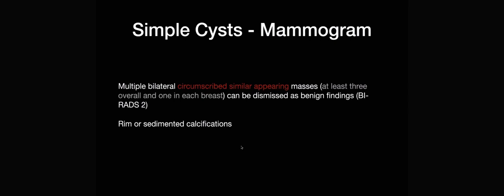For the mammogram, if you have multiple bilateral circumscribed similar appearing masses, and what do we mean by bilateral? By bilateral, we mean that there are at least 3 overall and 1 in each breast. This is one of the few things that we can dismiss on a baseline screening exam, and we can give it BI-RADS 2. But they have to be circumscribed and they have to be similar appearing. Some of the cysts may demonstrate some calcification, and if you do a lateral view, you may see that this calcification layers.